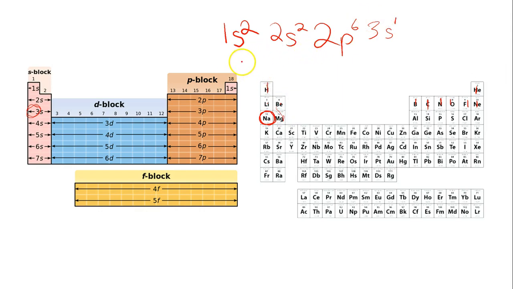If we wanted to draw the arrows for this, it would look something like this. So this is 1s, and it has an up and a down. This is 2s, it has an up and a down. This is 2p, remember we go up, up, up, and then we go down, down, down, and then we end on our 11th electron right here at 3s. That's the electron configuration right here. And then the arrows are the orbital notation.